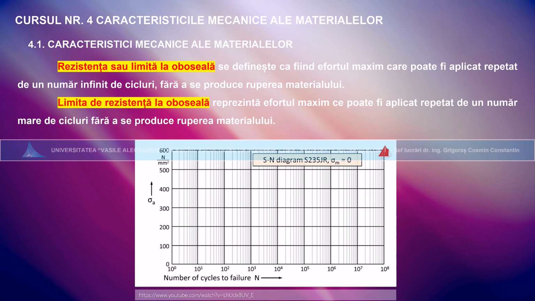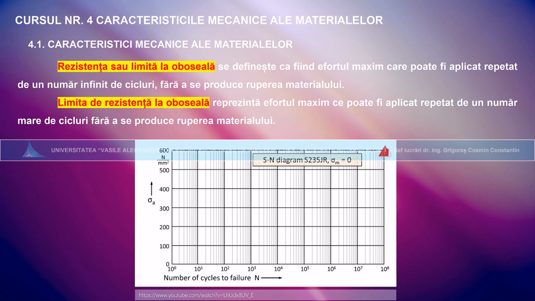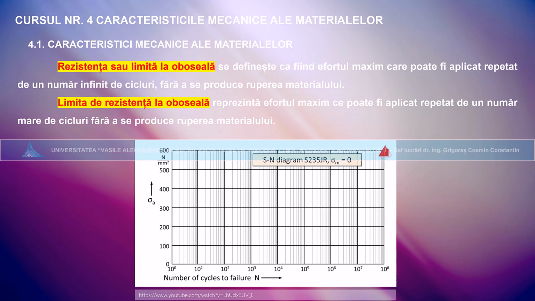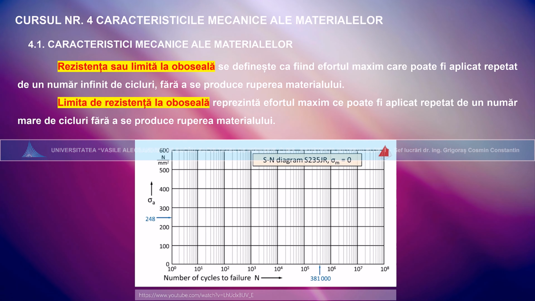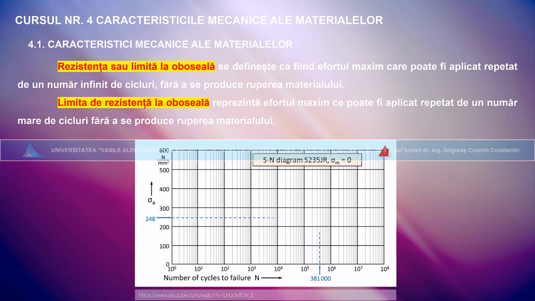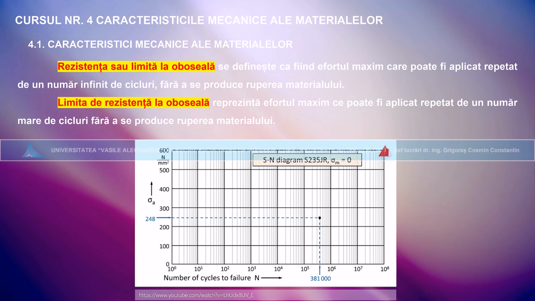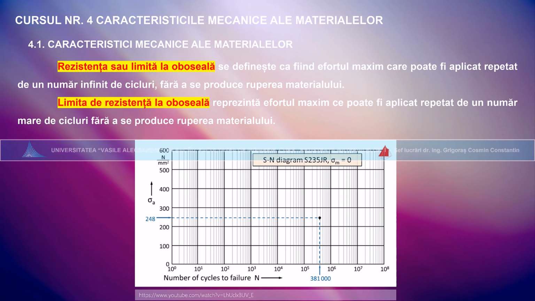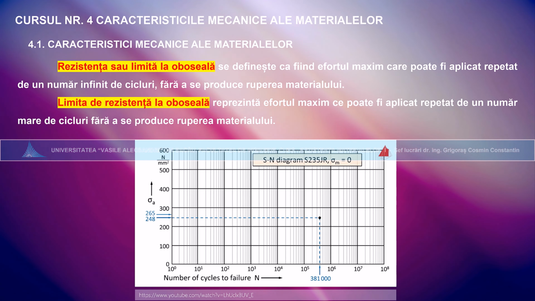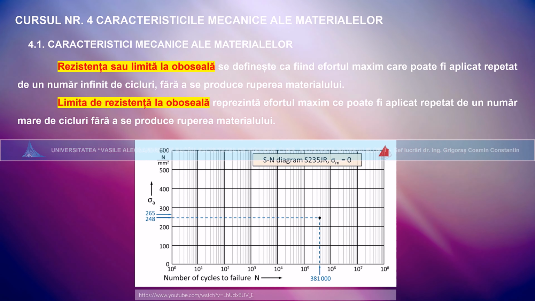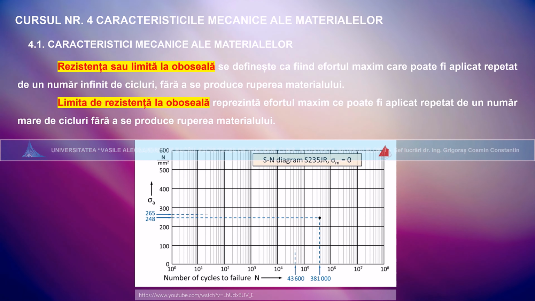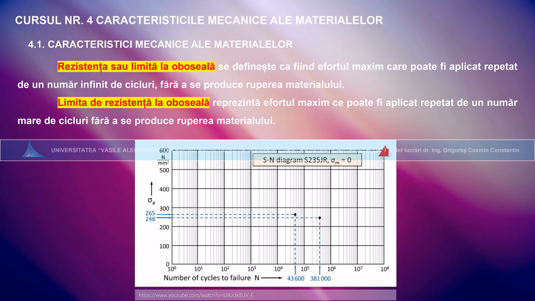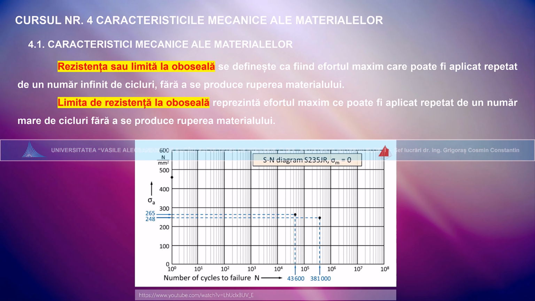The first specimen was loaded with 7 kN. This corresponds to a stress amplitude of 248 newtons per square millimeter. Under this stress amplitude, it broke after 381,000 load cycles. The second specimen was loaded with 7.5 kN. This corresponds to a stress amplitude of 265 newtons per square millimeter. Under this stress amplitude, it broke after 43,600 load cycles. And these are the results of the other specimens which have been tested by us.